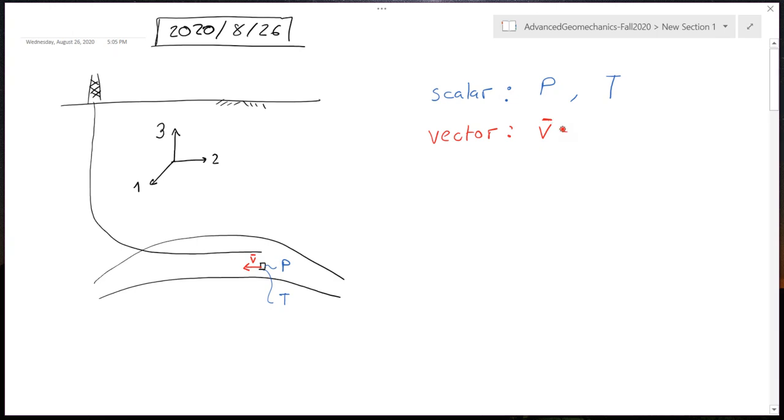Like, for example, it could be moving according to the coordinate system that we just have here, 1, 2, 3. Let's say that it just moves in direction 2. So the first component is going to be 0. The second component is going to be, let's say, you see this going in direction opposite to 2, so let's put minus 0.1 meter per day. And let's say it's not moving in direction 3 either, so this component is going to be 0. And now we have a vector.